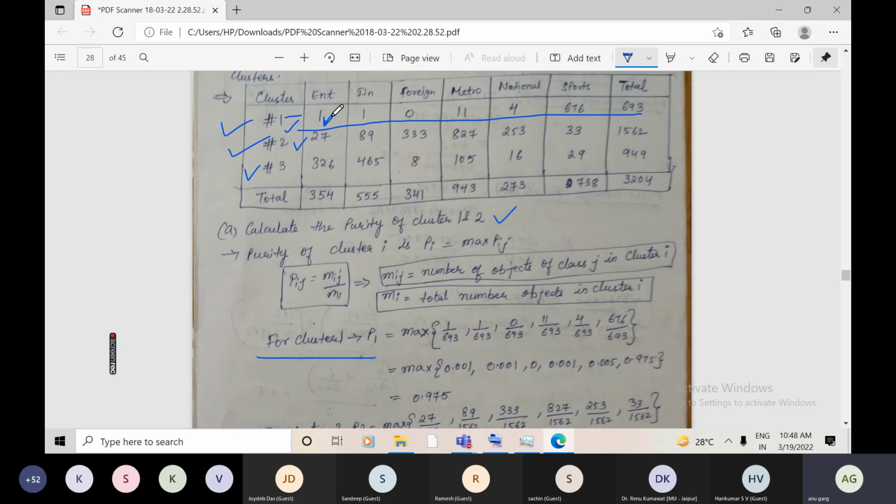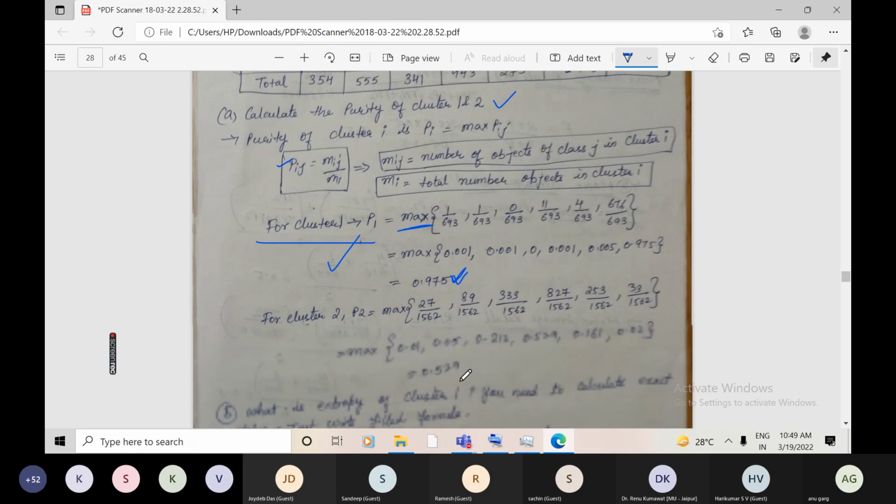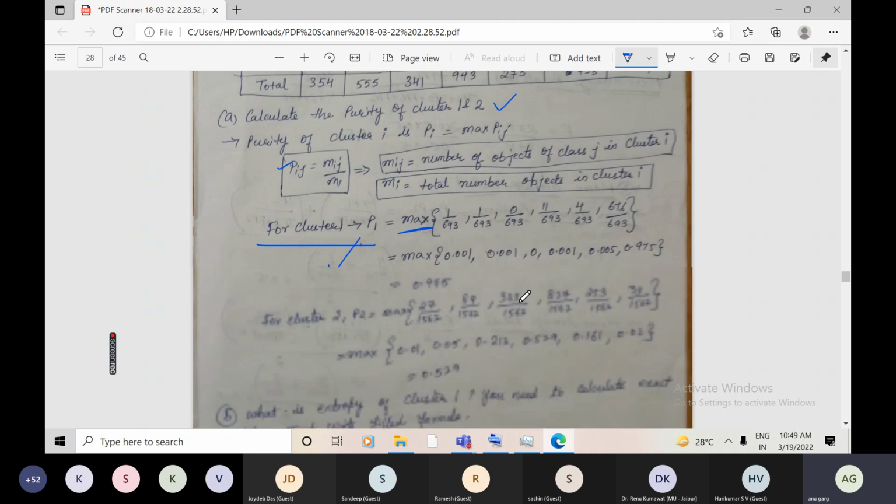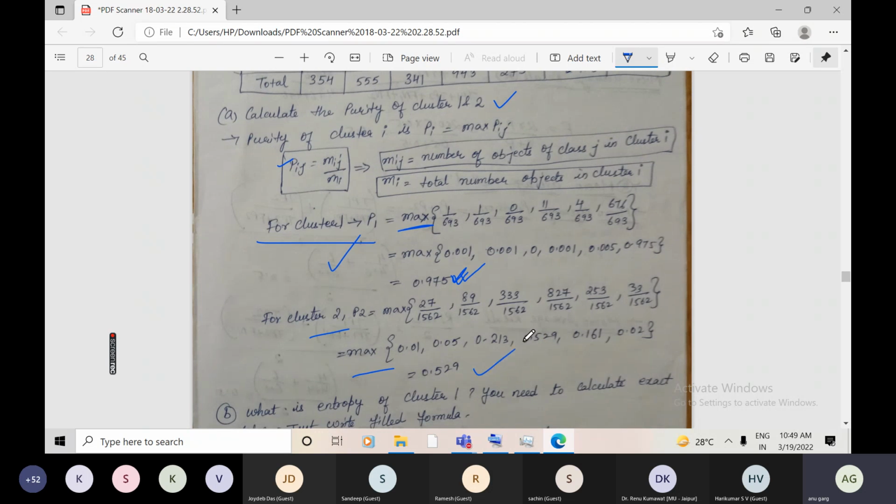The total number of objects is 693. So the probability of entertainment is 1 by 693. Probability of finance is 1 by 693. Or you can call it probability or precision also. Okay. 0 by 693. So whichever is maximum precision, that much purity you have in cluster 1. Okay. So for cluster 2, again the same way. You need to find the maximum precision among the classes. That is the purity of your cluster.